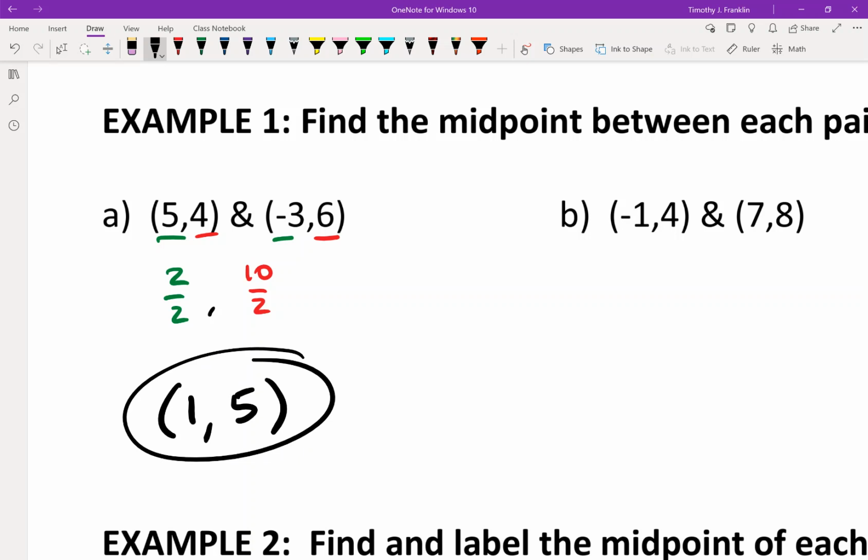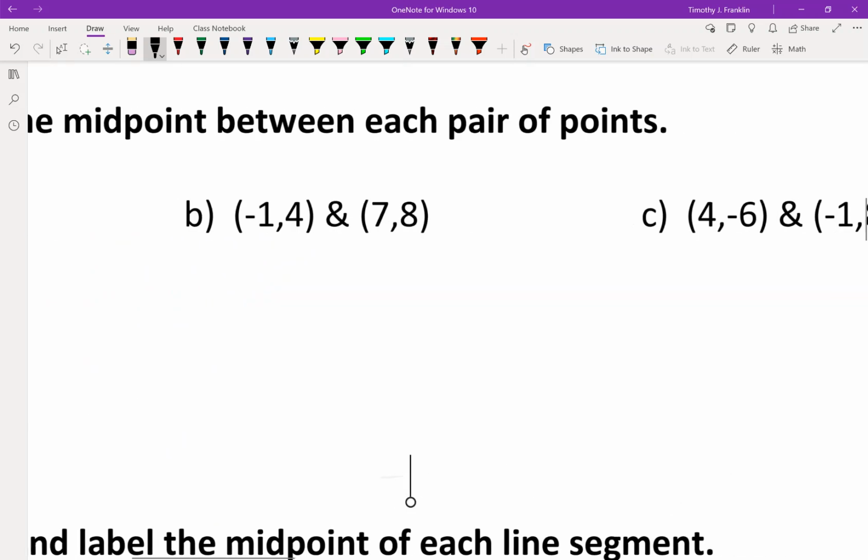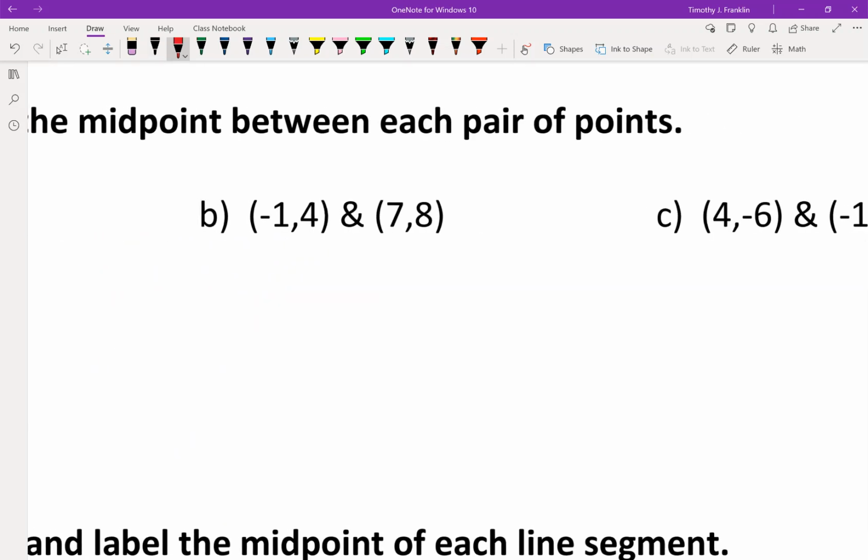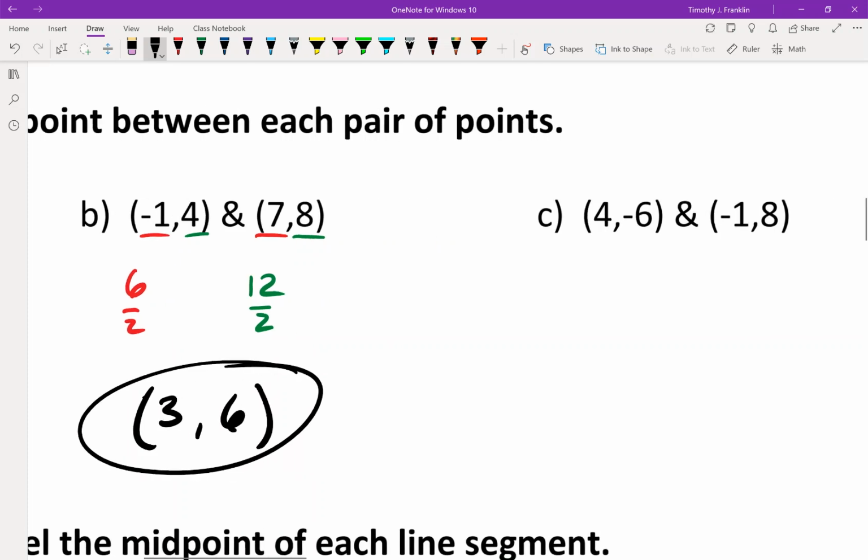Right, so we're just taking the average of each value, the average of the x values and the average of the y values. For example, B, for x, negative 1 plus 7 is 6, divided by 2. And 4 plus 8 is 12, and then we'll divide by 2. Remember, the dividing by 2 part is how we get the mean, or the average. 6 divided by 2 is 3. 12 divided by 2 is 6. So 3, 6 is our midpoint here.